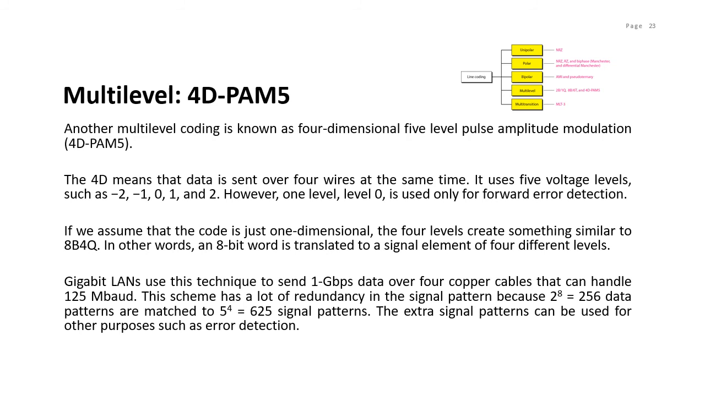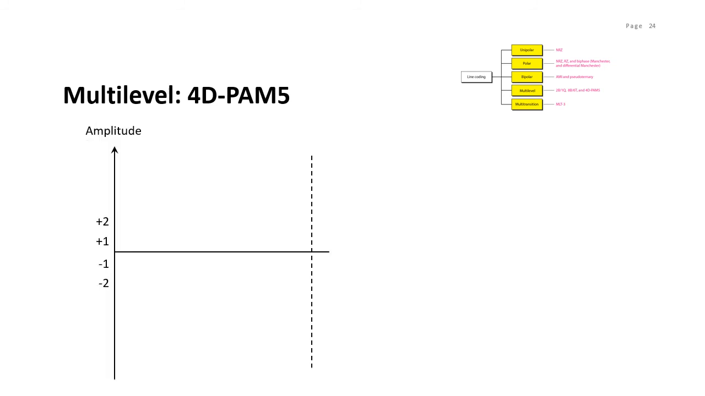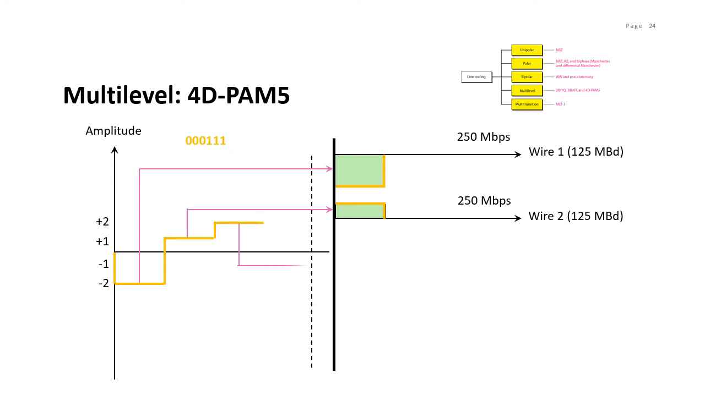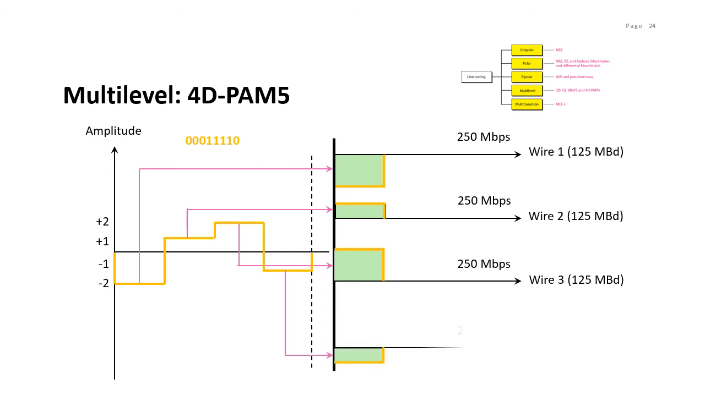Let's see an example for 4D PAM5. As you can see here, on the left is the imaginary one-dimensional version, and the actual four-dimensional implementation is on the right, where all 8 bits can be fed into a wire simultaneously and sent using one signal element, and the 4 signal elements comprising one signal group are simultaneously sent in a 4-dimensional setting.